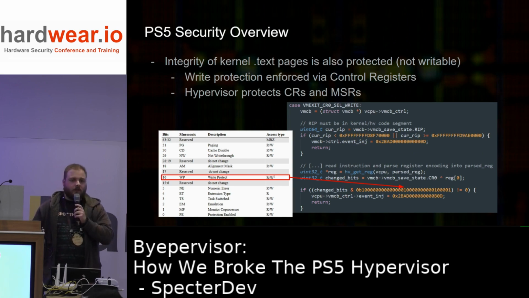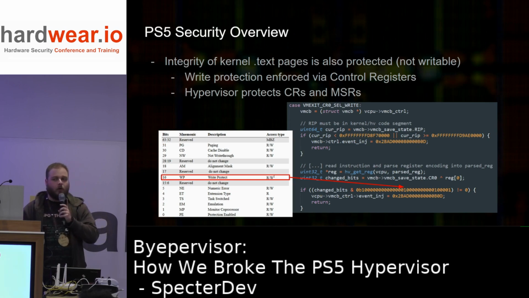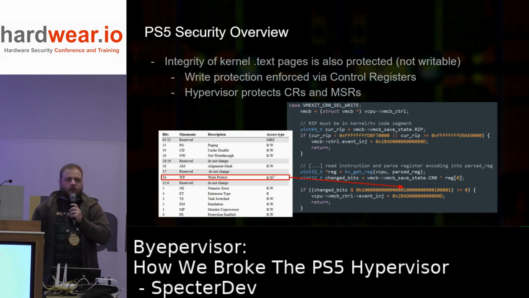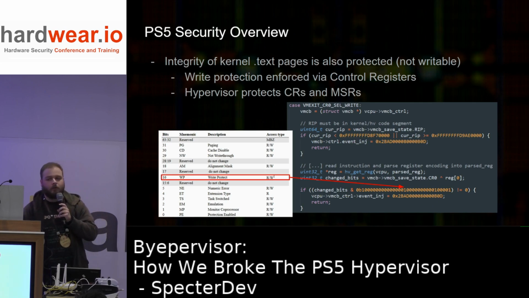Of course, the integrity of the kernel text pages is also protected. They're not supposed to be writable. We'll get into that in a little bit. The write protection is enforced through control registers, and the hypervisor intercepts writes and reads to sensitive control registers and machine state registers. It'll either filter out any security-sensitive bits, or it will just refuse to commit the changes and inject a fault into the guest.